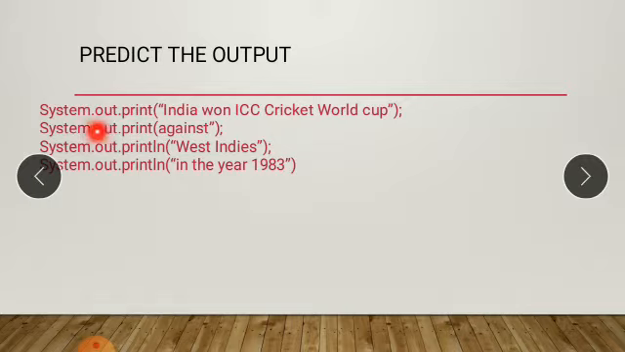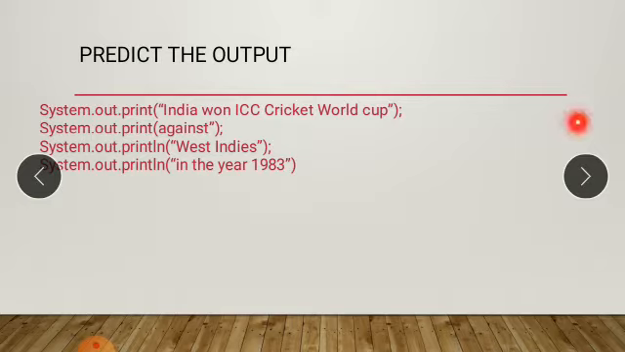Next, the second output statement is System.out.print("Against"). So after printing World Cup, then "Against" will be printed, just beside it. Next, the third output statement, System.out.println("West Indies"). The control is staying in the same line, right? Because to print "Against" also we have used print only. So in the same line, West Indies also will be printed.